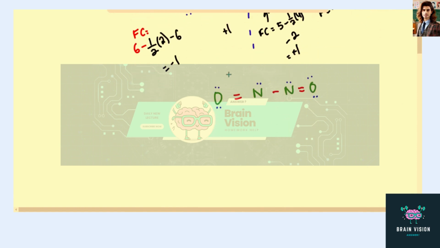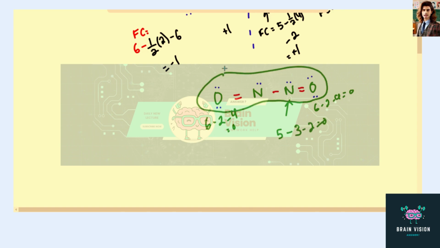Okay, so now if we look at this, formal charge is going to be 6 minus 2 minus 4. So that's 0. Perfect. Now on our nitrogens, 5 minus the number of bonding is 6. Divide that by 2. 3 minus 2 is 0. Okay, this looks like it is our structure.